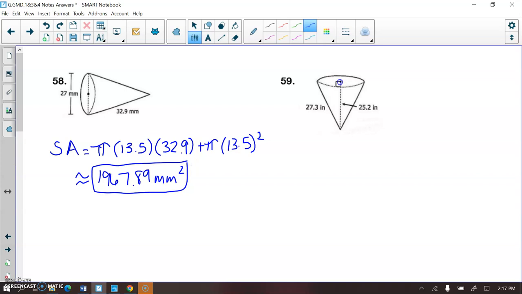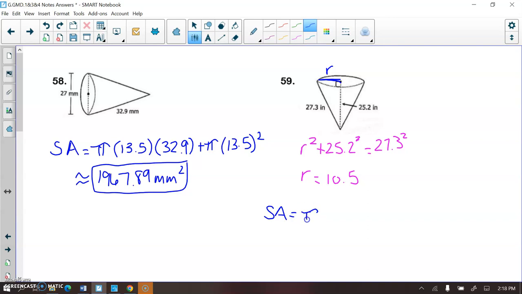I do need to find my radius by doing the Pythagorean theorem. So I wind up with r squared plus 25.2 squared is equal to 27.3 squared. So if I do 27.3 squared minus 25.2 squared, and then I take the square root of that, I wind up with r being 10.5. So let's get started on the surface area then.